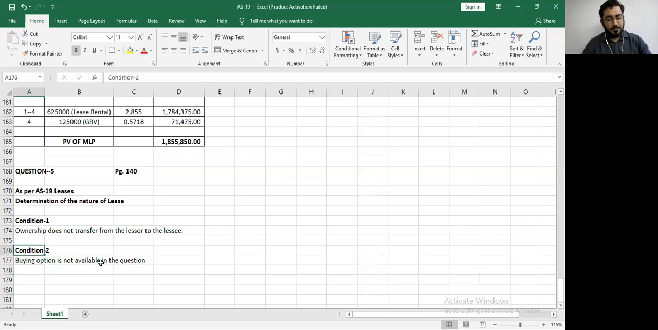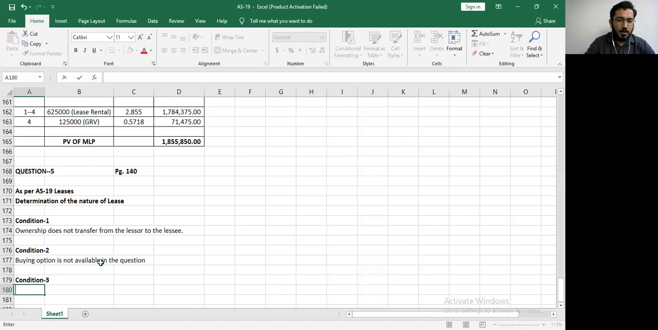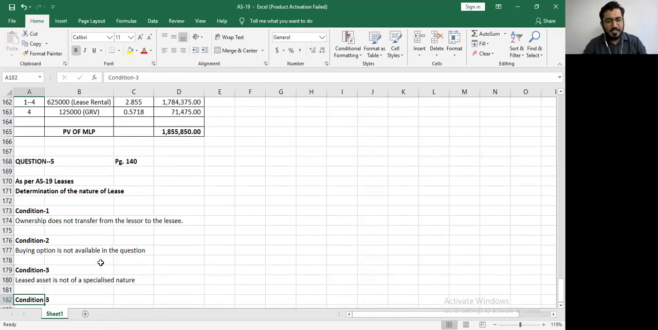Okay. Third, ऐसा कहीं दिया हुआ है कि leased asset is of a specialized nature such that only the leasee can use it? ऐसा कहीं पे भी mention किया है question में that leased asset is of a specialized nature such that only the leasee can use it? On your chat box, everyone, I want everyone to answer and everyone to think. So leased asset is not of a specialized nature.